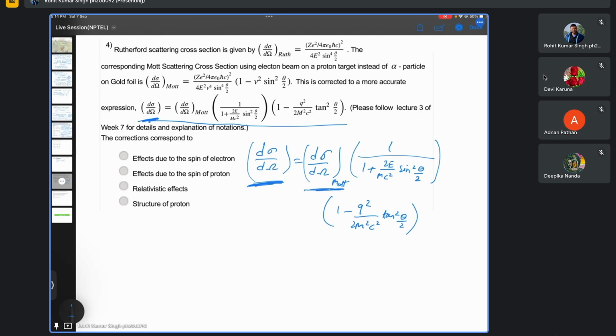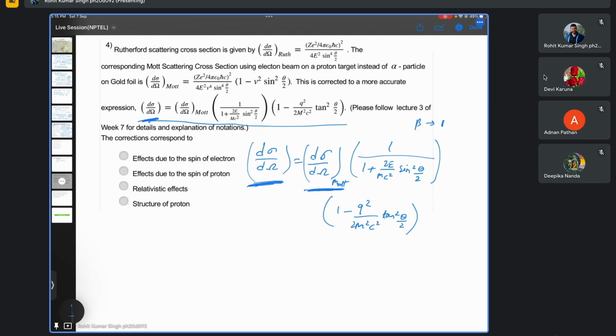So why this modification? This term is called d sigma d omega of Mott, the Mott scattering cross section. Why does this come? Do you remember? It is accounting for relativistic effects. So if the beta factor reaches around 1, then you have to consider this modified Mott cross section.